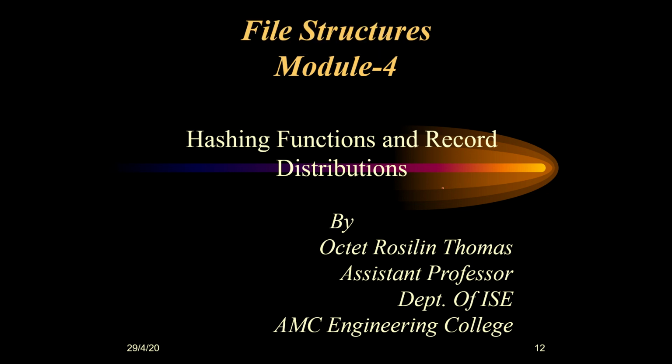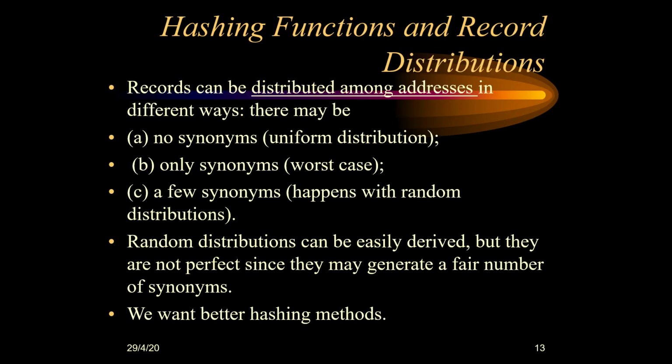Hashing function and record distribution. In hashing function record distribution, we are going to see the ways in which we can distribute the records among the addresses which are available in a file. Whenever we are distributing the records, we can end up with different situations, where we are able to uniformly distribute the records.